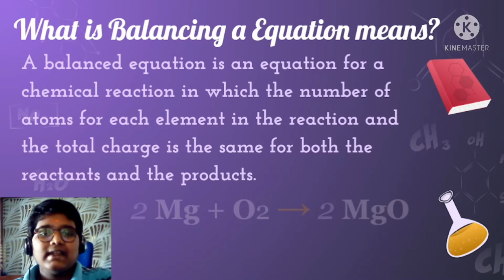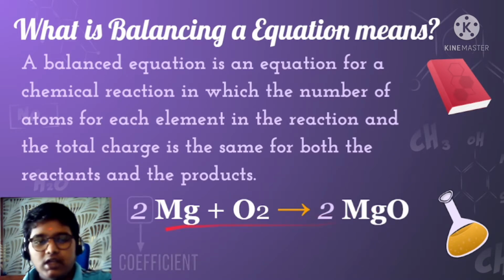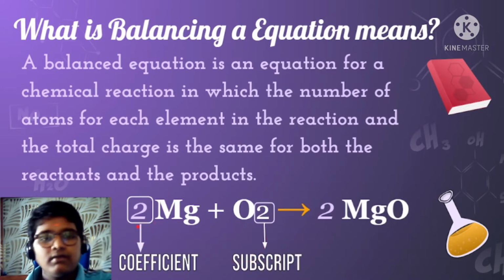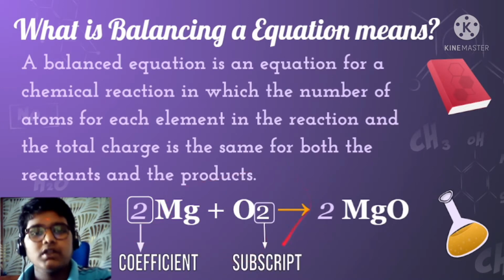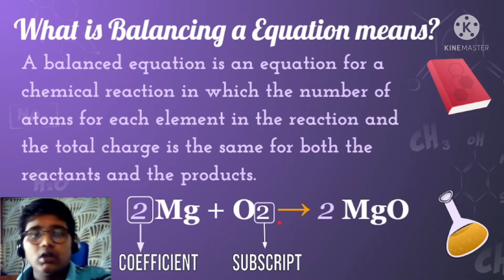So let us see an example here. 2 Mg plus O2 gives us 2 MgO. Here 2 is a coefficient and this 2 is a subscript. And we must keep in mind we can only change the coefficient, we must not change the subscript, because if we change the subscript we will change the whole chemical composition. We have to keep that in mind.